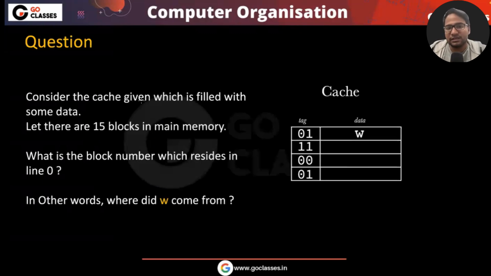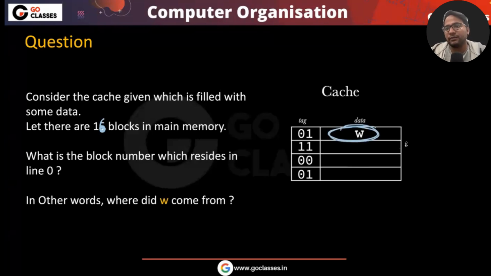They are saying, consider the given cache, which is filled with some data. Tag is given to you, right? Let there be 16 blocks in main memory. Sorry, I typed it wrongly earlier. What is the block number which resides in line number 0? In other words, where did W come from? Can you tell me the block number? It is containing the data of which block?